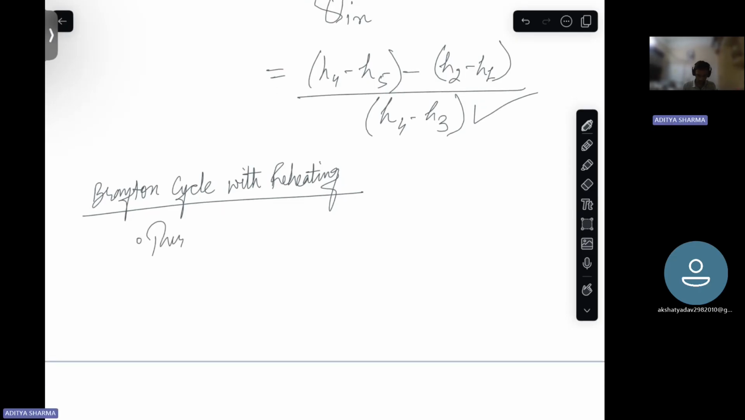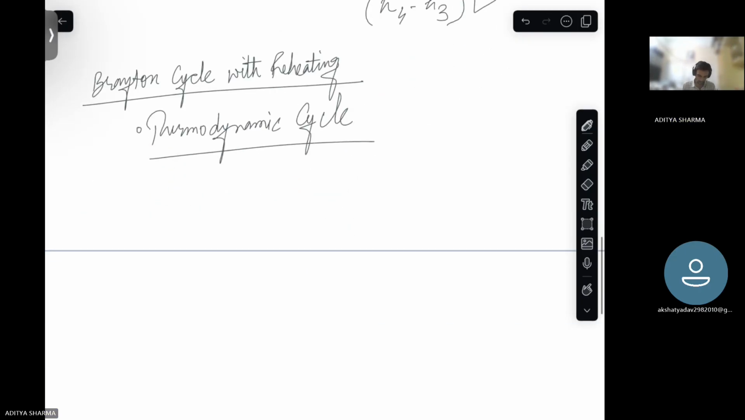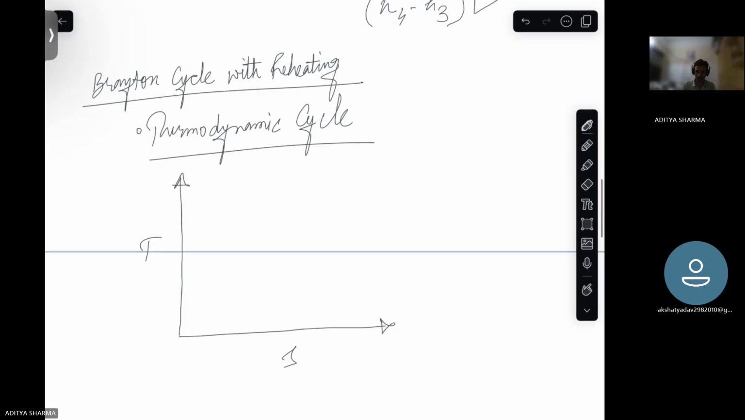First we draw the thermodynamic cycle. If you can remember the thermodynamic cycle of a particular cycle, that is a great positive in your favor. Okay, things become very easy. So this is for your reheater. So now what happens in your reheater?